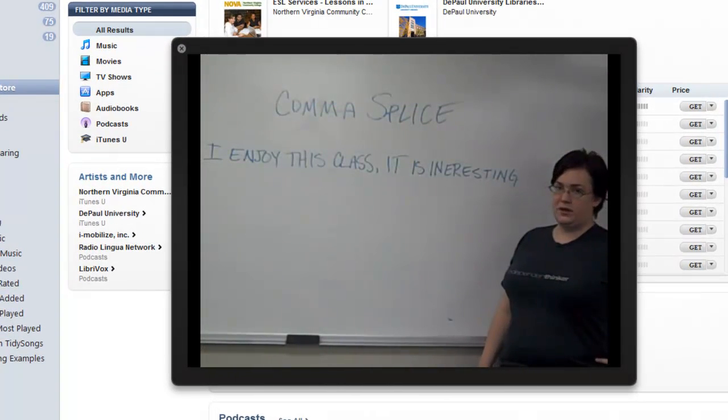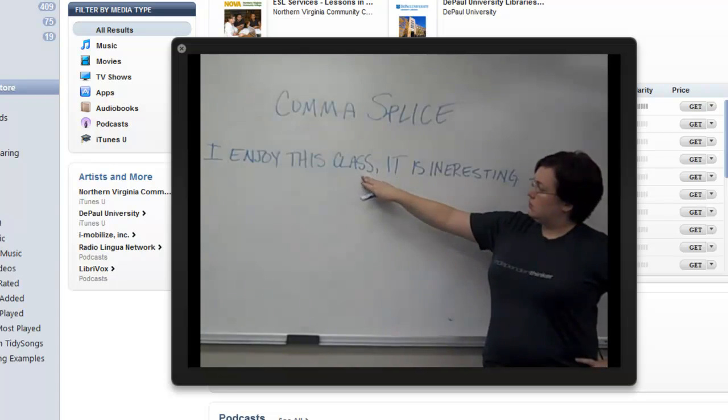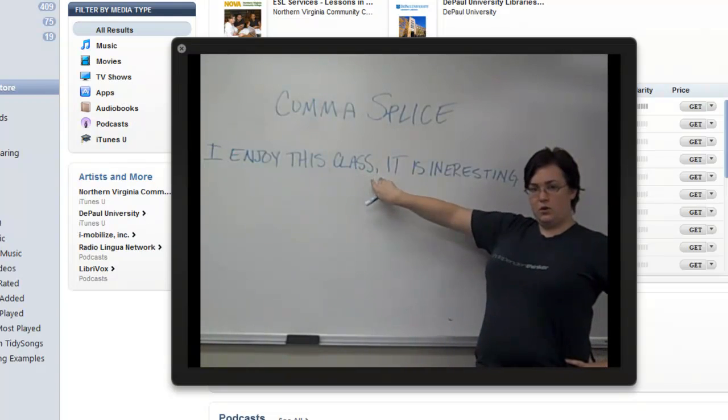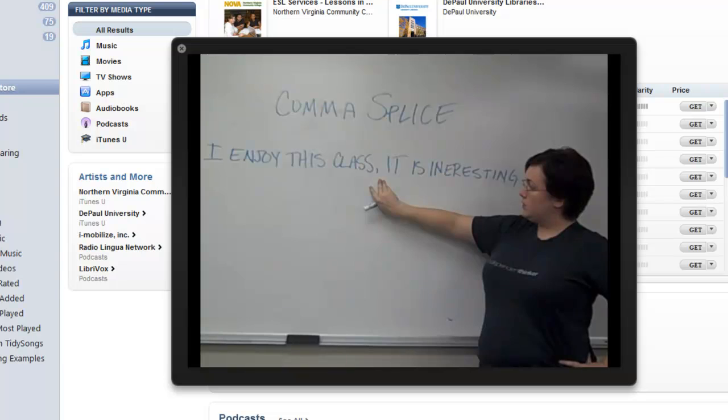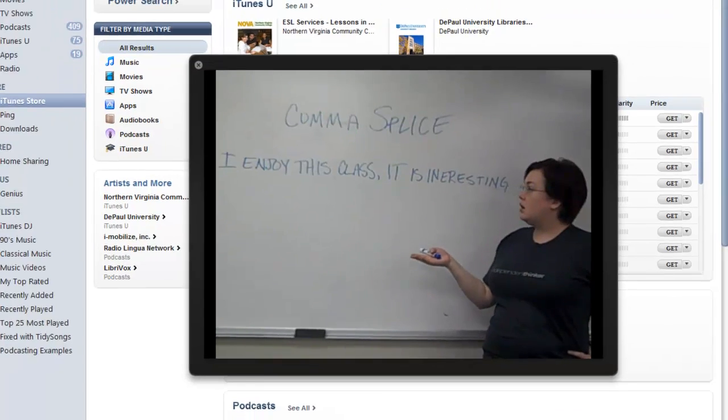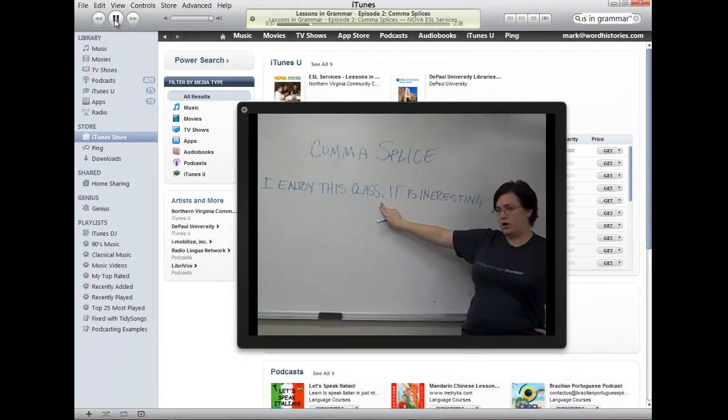Talking about the comma splice, which is a common punctuation error that ESL students sometimes run into. Joining sentences together in this way is okay with some languages. In some languages it's actually necessary, but in English this is a problem.